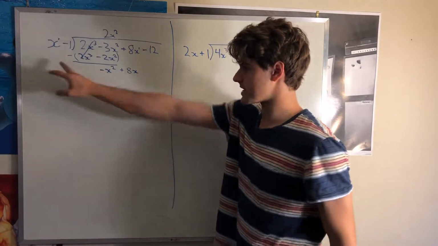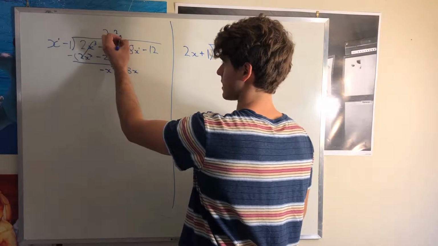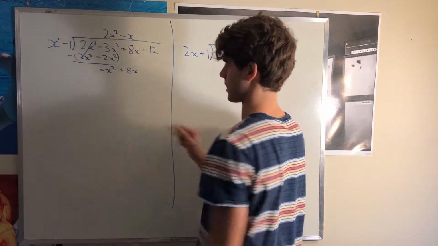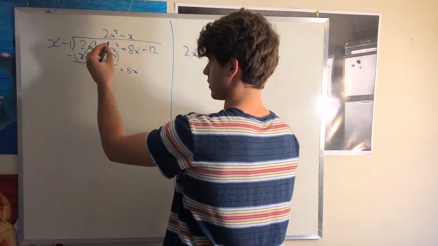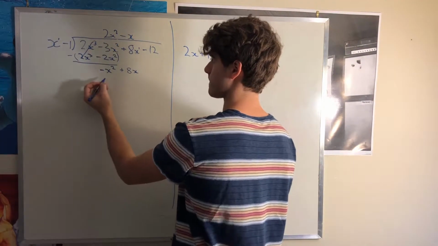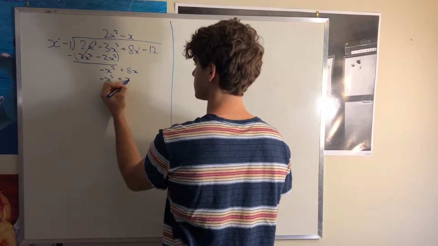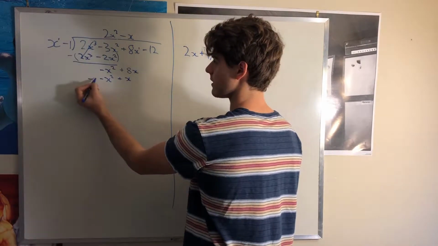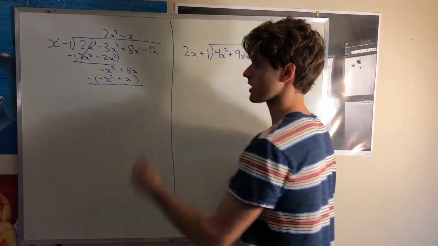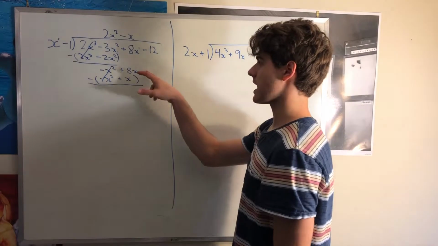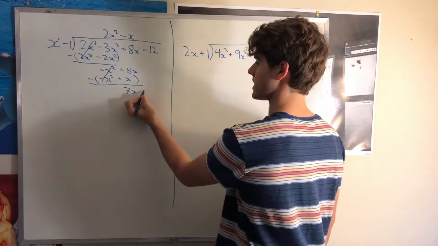And now we repeat. So how many times does x go into negative x squared? Negative x times. We'll write negative x, or if you like thinking about it this way, what is negative x squared divided by x? Negative x, okay? So what is negative x times this binomial? Well, that will be negative x squared plus x, because a negative times negative is a positive, okay? And now we subtract. So negative x squared minus negative x squared is 0, so they cancel out. Then 8x minus x is 7x. Then we bring down the negative 12.